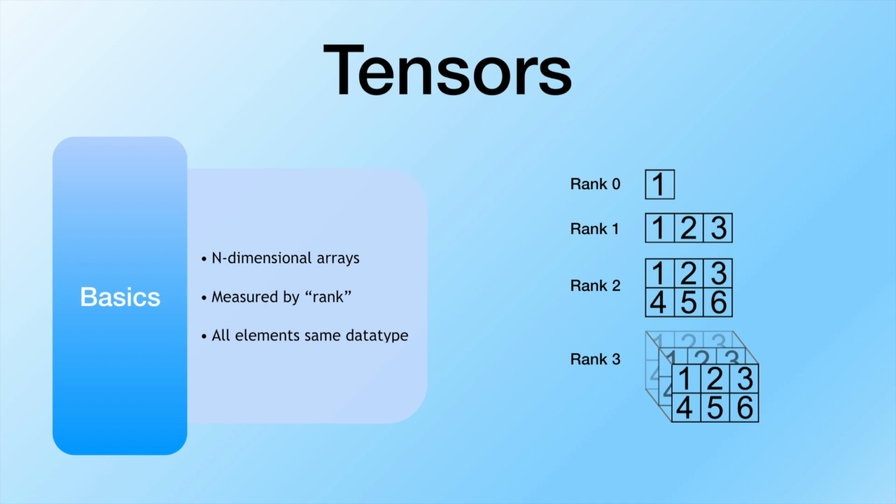One thing to note about tensors is that unlike something such as pandas data frames, you have to have all of the elements be the same data type. Whereas with a pandas data frame, you can have some columns be integers, some be strings, some be float values, etc.